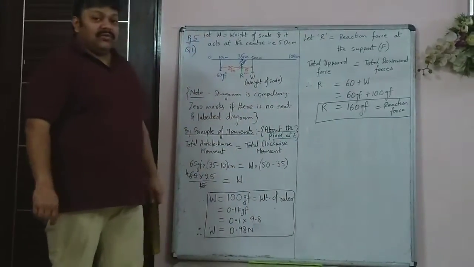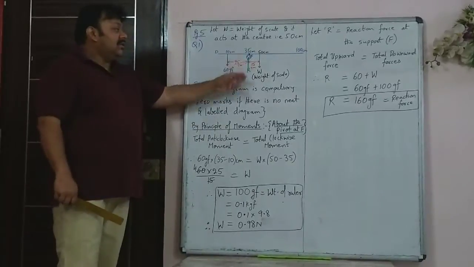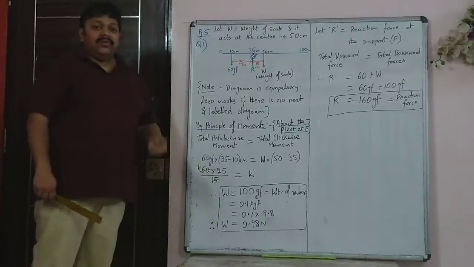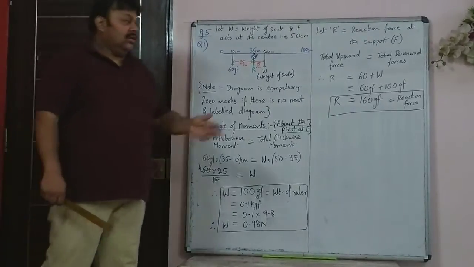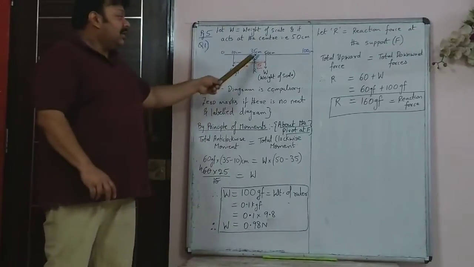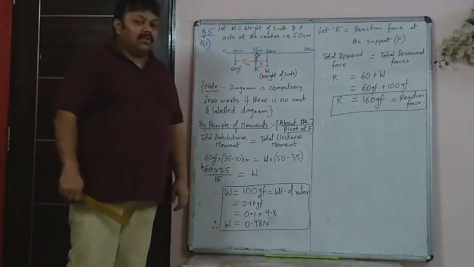That is the reaction force. That is the total reaction force which acts at the support. Why? Because 60 and 100 are the two forces acting down, so an equal and opposite force will act in the upward direction at the support. Here there is only one support, so at that particular point.